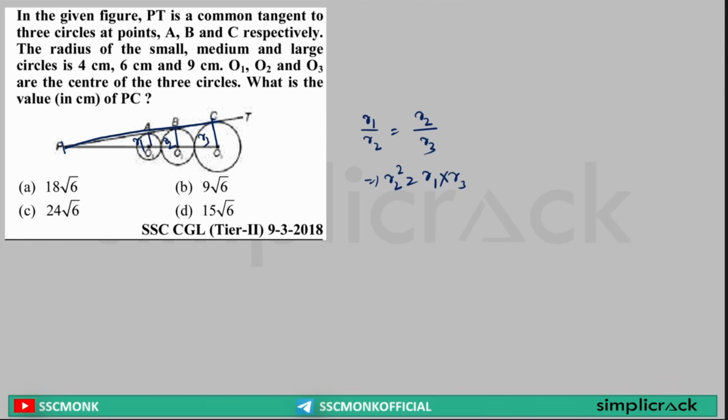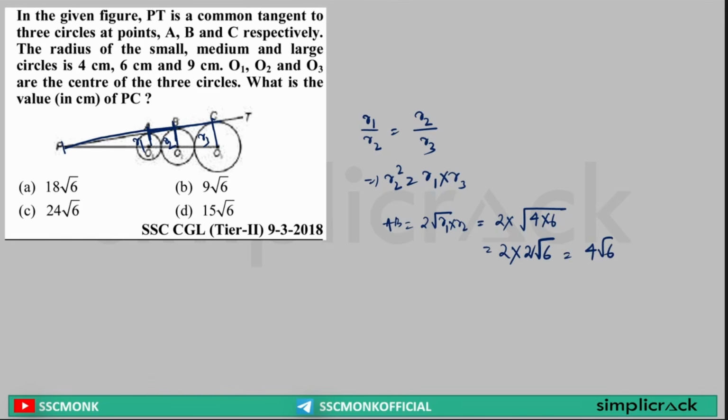Clear? See, in the last question for these two triangles, what did we find out? AB is equal to 2 square root of R1 into R2. 2 into R1 was what? 4. R2 is what? 6. So this can be written as 2 into square root of 24. My bad, square root of 6 is as it is. So this is 4 root 6. 4 root 6 is what?